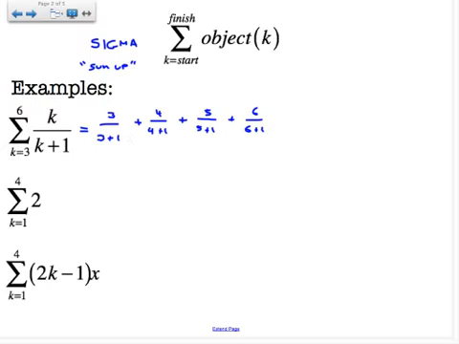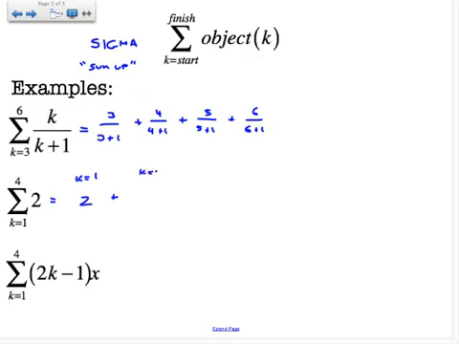Second example, this tells me the parameter is k, but there is no expression that has k in it. There's just a number 2. So what does this mean to do? Well, let's pretend there was a k and we were keeping score. Up here, when k is 1, what's the value of the expression? 2. So we're going to add, and then we're going to go up to the next level.